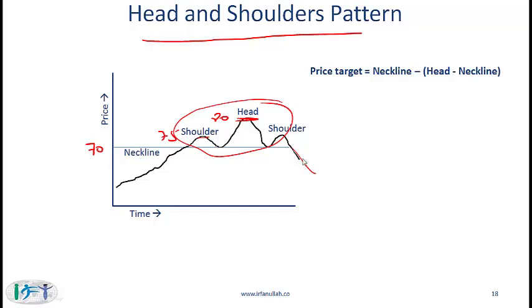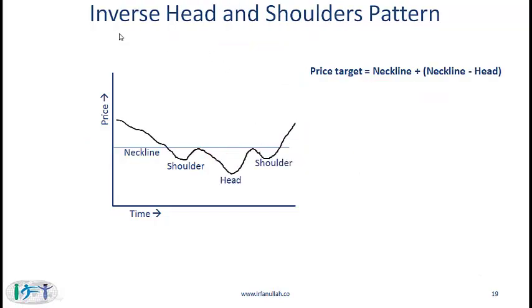So we can actually predict the target price using this formula. The price target is the neckline, which is 70, minus the difference between the head and the neckline. The difference between the head and the neckline is equal to 10. That's 80 minus 70. So the target price here will be 60. The inverse head and shoulders pattern is essentially a mirror image of what you saw. And here the target price is simply the neckline plus the neck minus head.